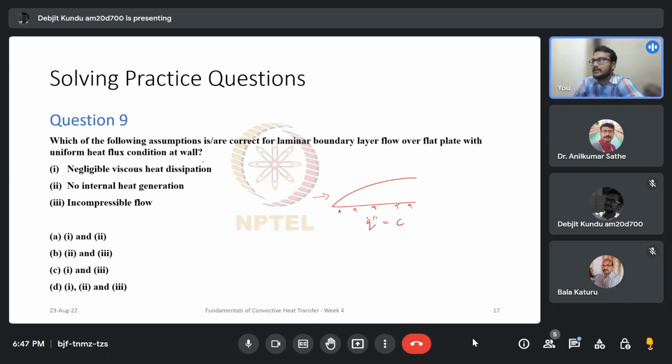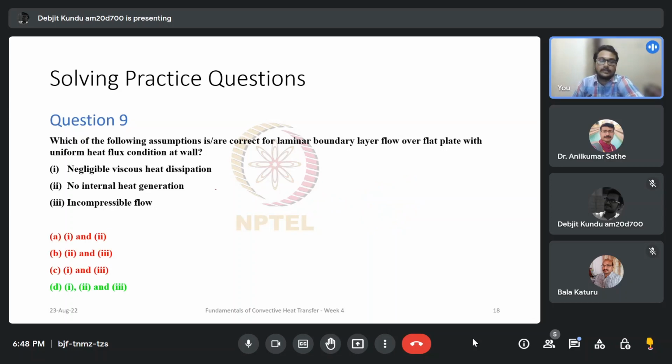So pick out the correct ones, and once you figure out the correct ones, select the correct combination from the options given here. Is it A 1 and 2, B 2 and 3, C 1 and 3, or is it D all of them, 1, 2 and 3? Let's look at the correct solution. It's D, all of them.